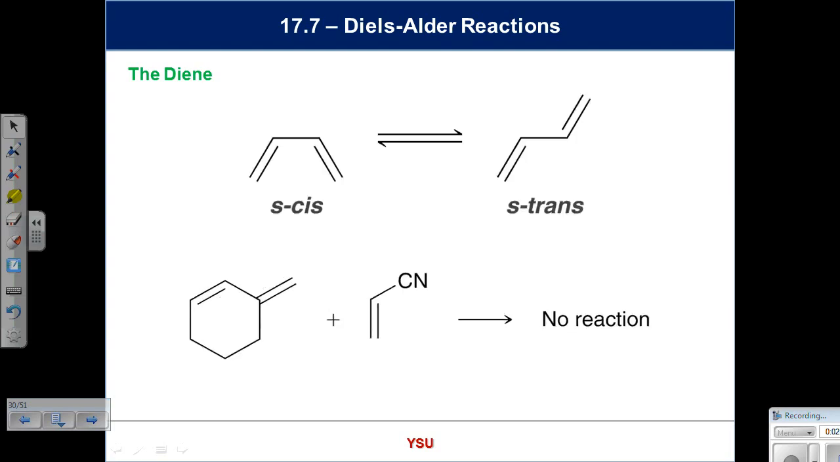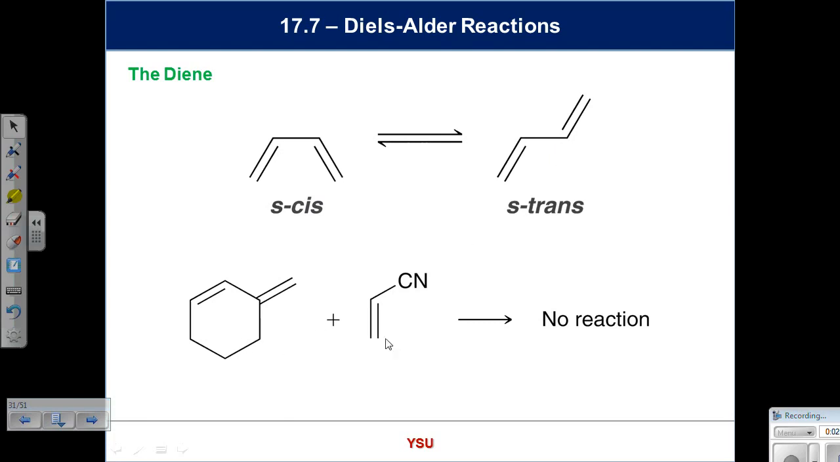Well, we mentioned that the dienes, if they're acyclic, they can rotate. The rotation is hindered in the sense that it's slower than a normal single bond, but you can rotate around these single bonds, and we can get what we call the S-cis and the S-trans type of situation. We need the S-cis to be able to do the reaction. If we have this and it's trapped in the S-trans form, it won't do this Diels-Alder reaction. Right? So you'll need to have the S-cis.